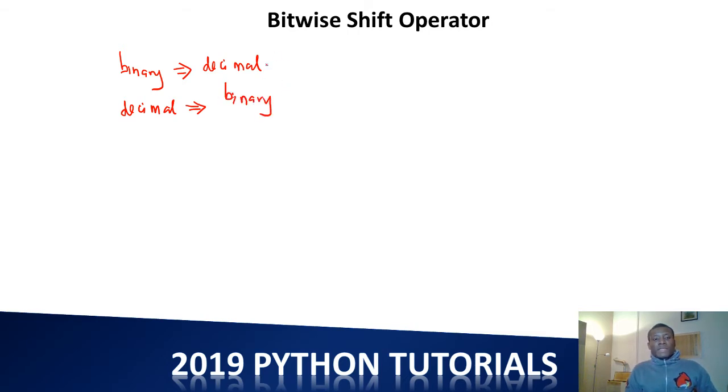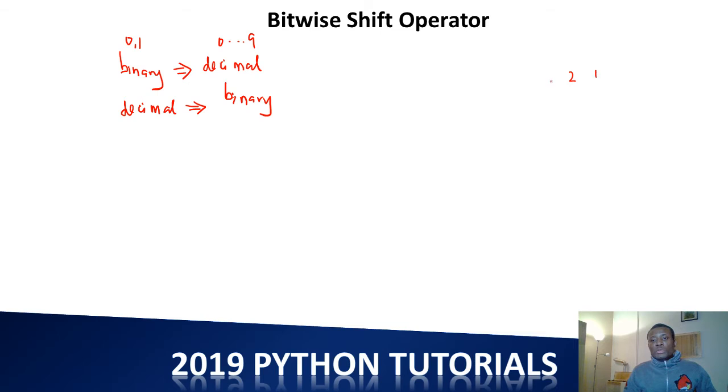So decimal is numbers of 0 to 9, and binary is numbers of 0 and 1. Good. So how do you do this conversion? I'm also going to give you a key. The key is to have a line of numbers of the power of 2.